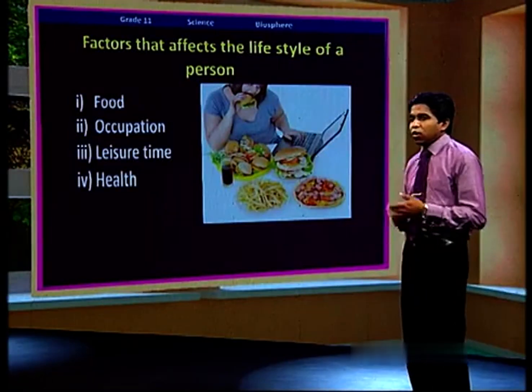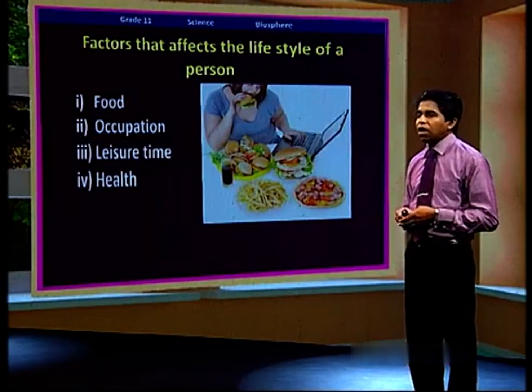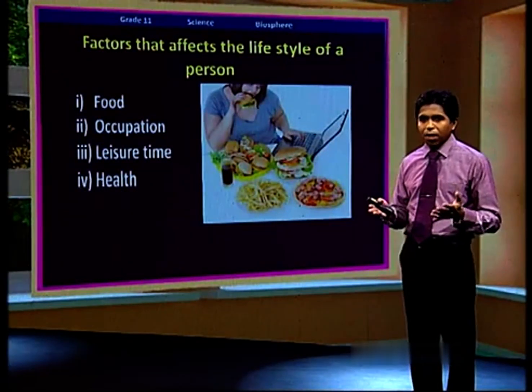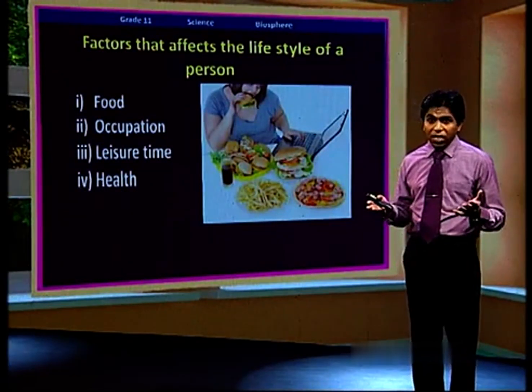So let us see the factors that affect the lifestyle of a person. Now you can see here, the food that you consume will affect your lifestyle. You can see in this picture fast junk food, for example caffeine drinks and cola drinks. Junk and fast food contain artificial flavoring agents and artificial coloring agents. People are busy and eat this junk food while they are working. Because of their occupation, for example an executive-level job, they don't even have time to eat, so they eat junk food while working.